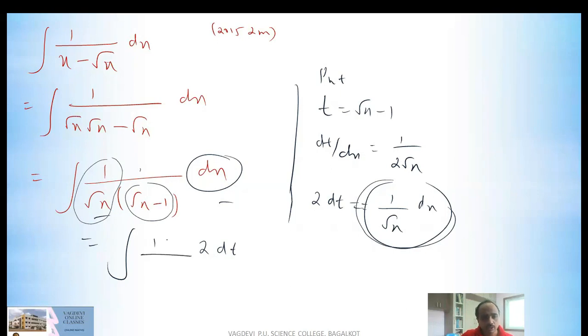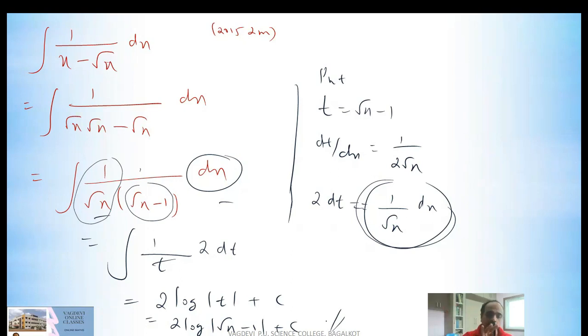And what remains? 1 by root x minus 1. But root x minus 1 I have taken as t. The constant has to be kept outside, integration of 1 by t. I need not simplify anything. It's a direct formula. Integration of 1 by x is log of mod x. So integration of 1 by t is log of mod t. But t is our notation. It is not there in the question, so substitute it back in the answer. What is t? Root x minus 1. So write down the value of t in its place. So that's the answer for 2 marks.